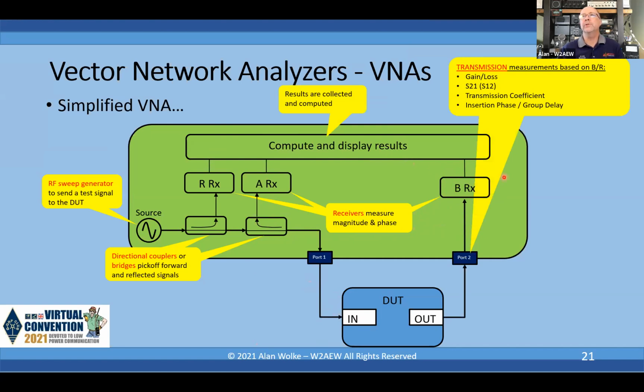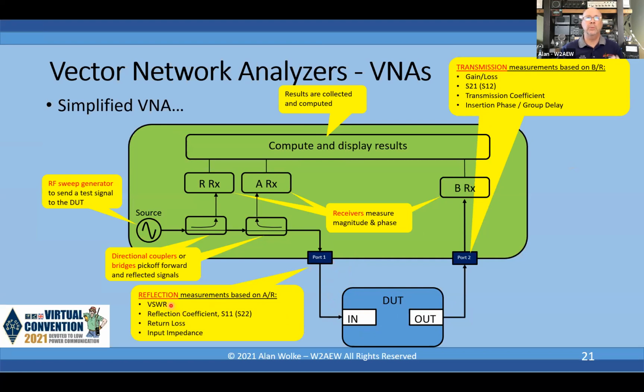Our port 2 measurements are to measure gain and loss, just like we can do with a tracking generator and a spec-an. S21 is the complex transmission coefficient, so it includes the magnitude and phase. So that's called the transmission coefficient. You could also measure the insertion phase or the group delay of a device. And then on port 1, the signal's being reflected back off of the input. That's related to, we can compute SWR, we can compute reflection coefficient or S11. And also we can then compute return loss as well as the complex input impedance.